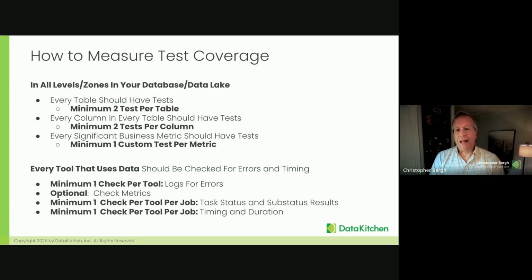But what's the challenge here in having errors? Again, it's that 1 to 10 to 100 rule. Having good test coverage is worth it because you're saving yourself time later on. Yes, you have a lot of tables, and yes, you have a lot of columns, but having adequate coverage is important. And every tool that uses data should be checked for errors and timing. Sometimes there's 2, 3, 4, but you want to look for errors in your logs. Sometimes you want to check metrics; I guess that could be optional. You want to check every job for failures in task status. You also want to measure every tool and every job in it for timing and duration.